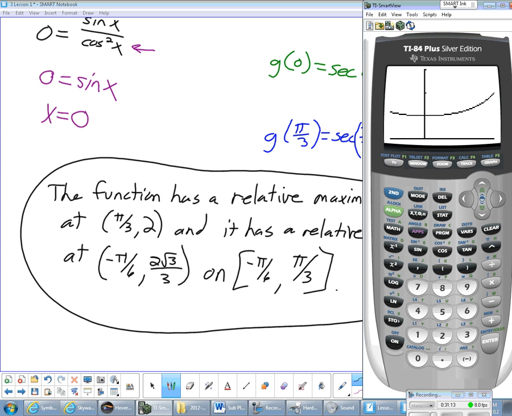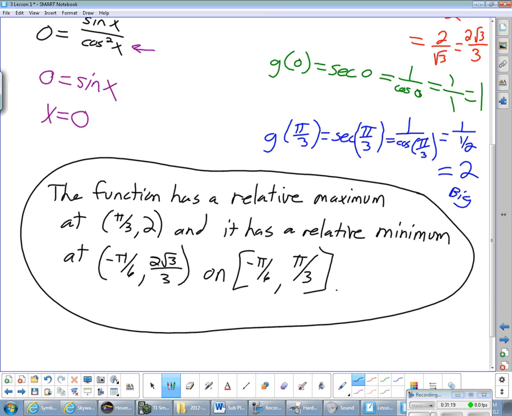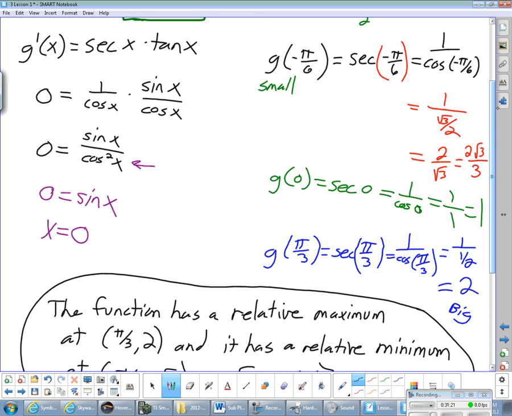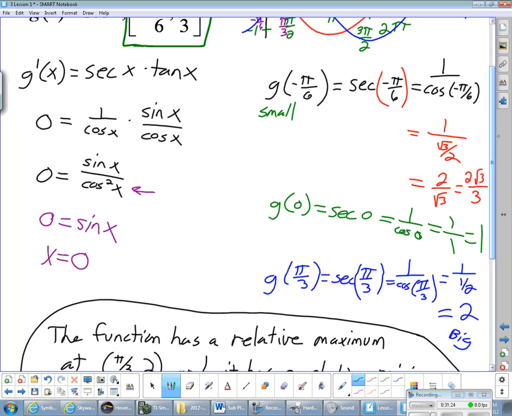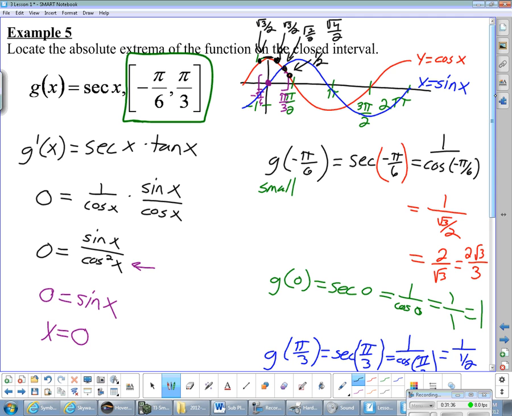that I made a mistake. I had this feeling I made a mistake. So I guess what we did wrong here is something with negative pi over 6. So let me just kind of double check here.